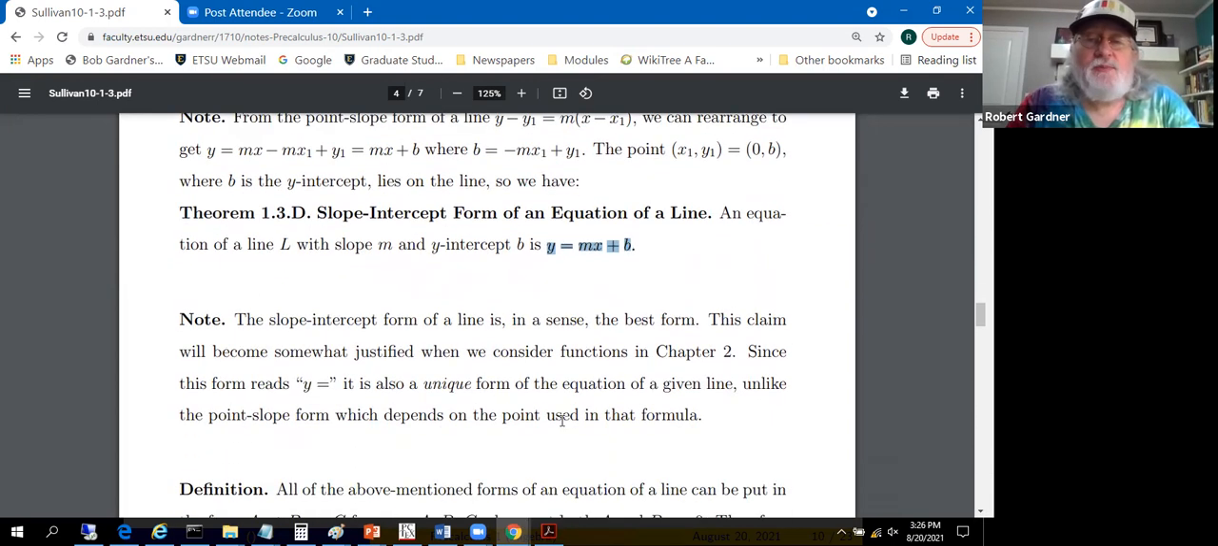So I go on to explain why I think this is the best form for the equation of a line. We get it in the form y equals. It's a unique form of the equation of a given line, unlike, say, the point slope form. So there might be other versions of a line. We'll introduce one called a standard form as well. That's not unique. So I like this one. We all get the same answer if we all do it right. So it actually simplifies stuff from a teaching point of view, at least.